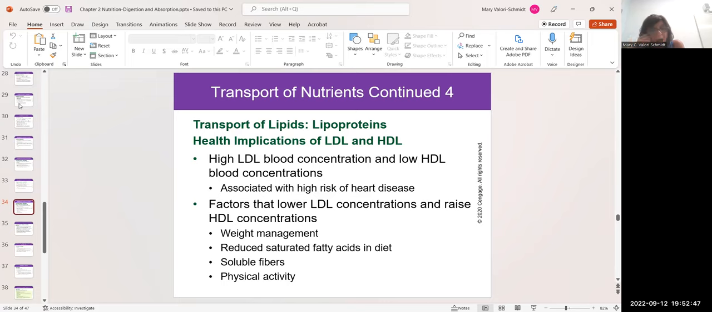Not good for you. Get some fiber in your diet and physical activity. There was also an article I read, which made me so happy. It said, sitting is the new smoking. I was like, yes, there's hope.